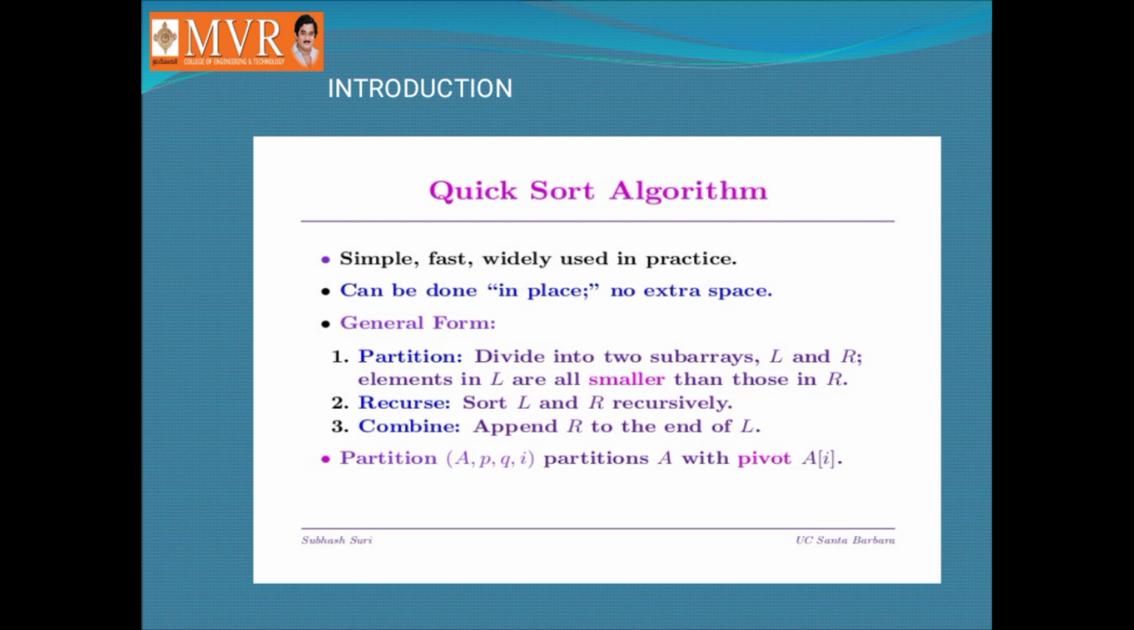See, partition. Divide into two sub-arrays, L and R. Elements in L are all smaller than those in R. Recurse. Sort L and R recursively. Then combine. Append R to the end of L.